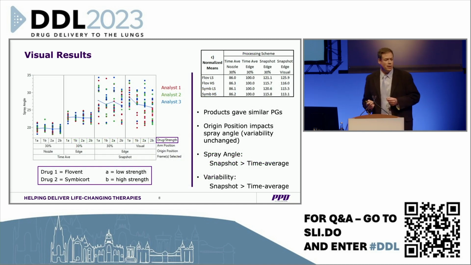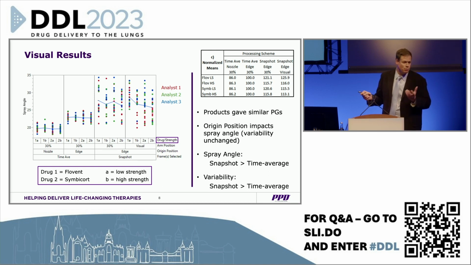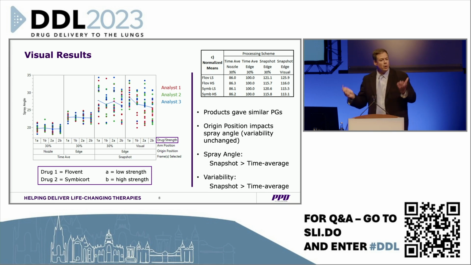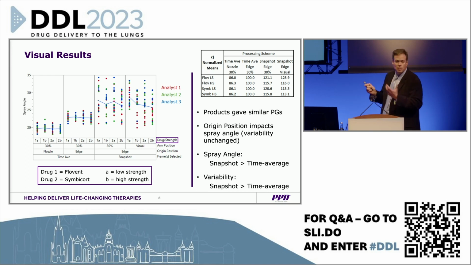Okay, so here's our data. Please note that individual contributions of our 3 analysts are shown here as color-coded. I've also coded the drug product strength, so things would fit here. So if I say drug 2A, it's really Symbicort, low strength. So we've got Symbicort and Flovent as our drug products. The table above, I've normalized the plume angles that were measured according to processing scheme number 2. So if you look at the data set, starting off on the far left here, you'll see that these plume geometry angles are all very similar and they have similar amounts of variability.